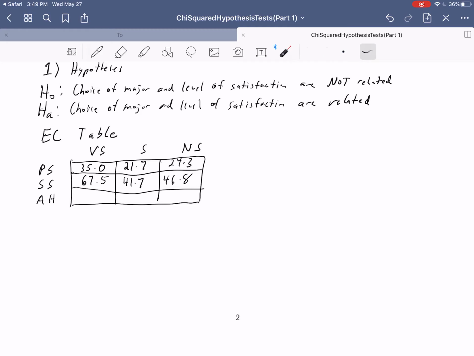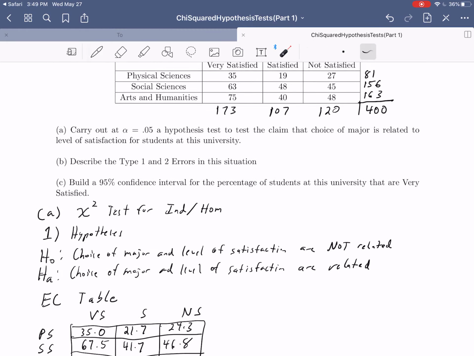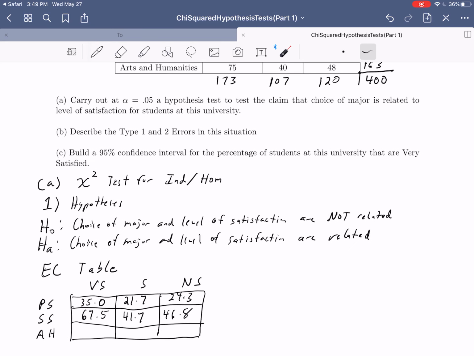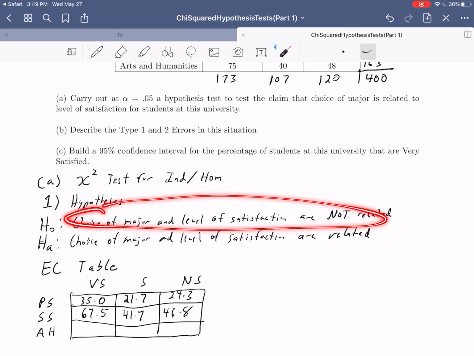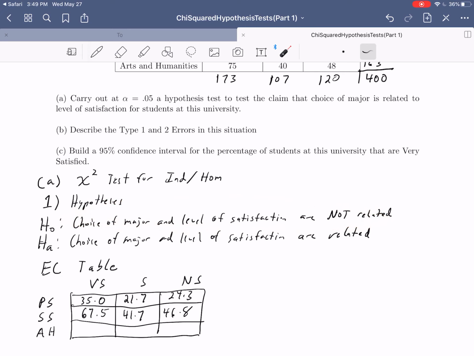Again, you can go ahead and check: 67.5 plus 41.7 plus 46.8 is still going to be 156. We're just saying that this is how they should have been distributed if there was no relationship. Because remember, as we're doing our computations, we're always working under the assumption that the null hypothesis is true.